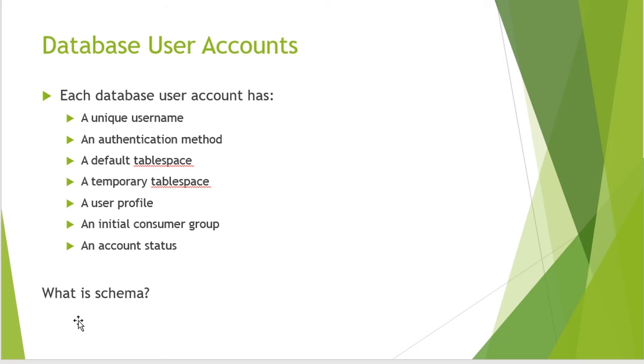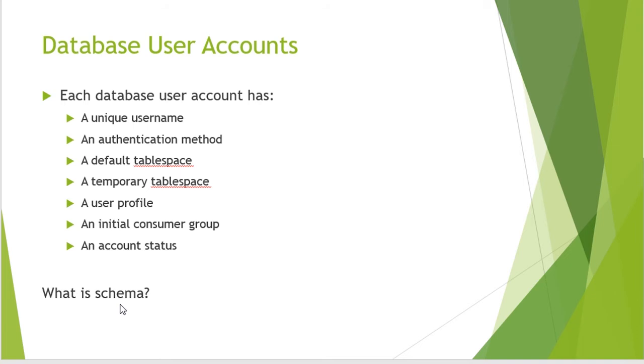What is a schema? Some Oracle database administrators or developers cannot differentiate between a user account and the schema. A schema is a collection of objects that are owned by a database user. A collection of database objects like tables, indexes, functions, procedures, packages owned by a specific user account is called a schema.